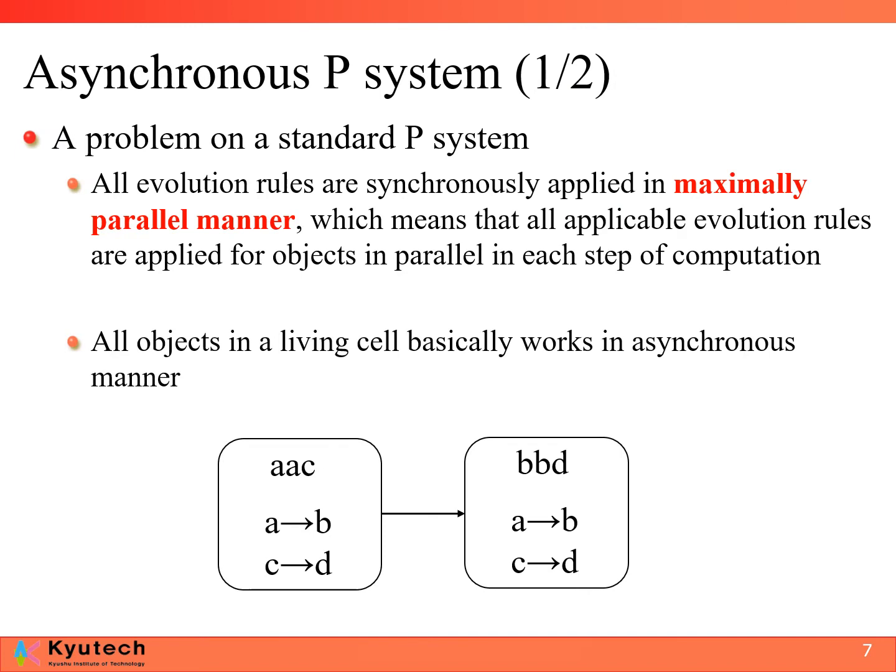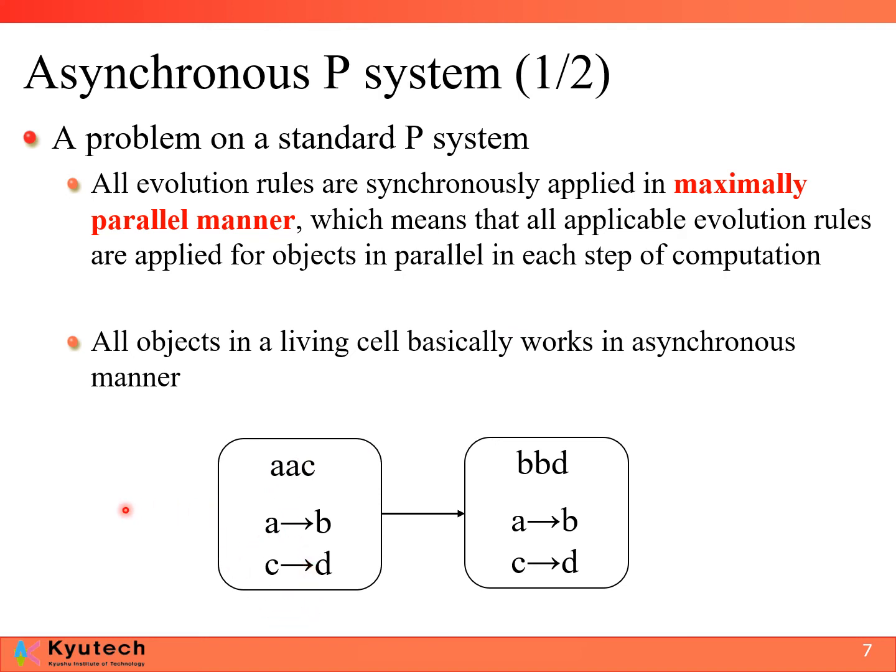Next, I'd like to introduce another concept for P system, that's asynchronous P system. There is a problem on standard P system, the maximal parallelism. On the standard P system, all evolution rules are synchronously applied in maximal parallel manner, which means that all applicable evolution rules are applied for objects in parallel in each step of computation. As an example, let us consider the membrane which has 3 objects A, A, C and these 2 evolution rules.